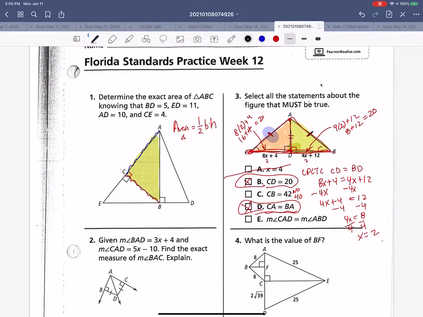So let's take a look at the information provided. BD is 5, ED, or the whole thing, is 11. So that means this must be 6, because 5 and 6 is 11. AD is 10. CE is 4.